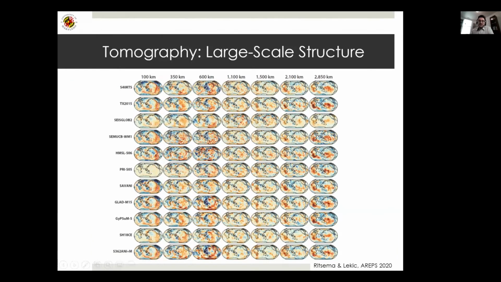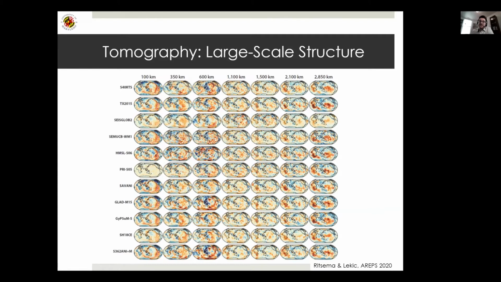So here's a compilation of recent tomographic models. These models reveal the large-scale structure inside the Earth. And if this just looks like craziness to you to show so many models, I feel the same way. There are a lot of tomographic models out there. They're telling us a lot about the Earth.